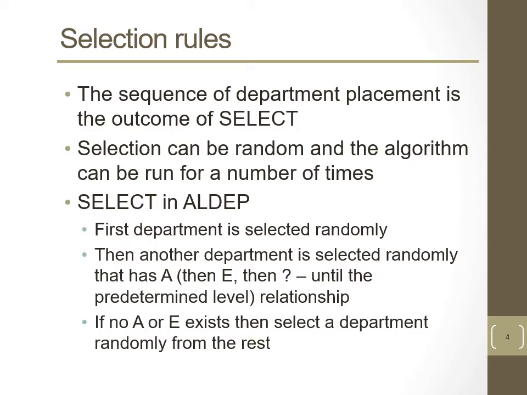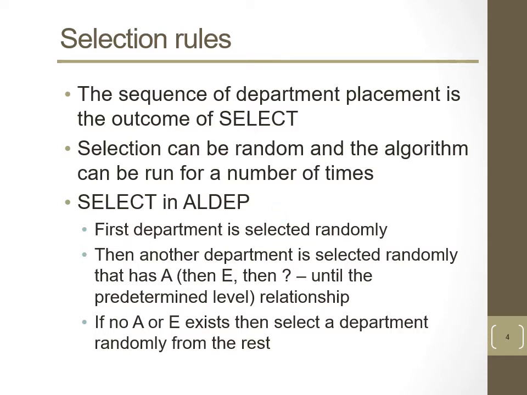But you may include some intelligence in this. For example, ALDEP is one of the construction algorithms that we will talk about in detail. How do we select? In ALDEP, the first department is selected randomly. If there are, for example, 10 departments that you will find the layout for, you select the first department randomly. And then when you are selecting the second, third, and the other departments, what you look at is its relationship.